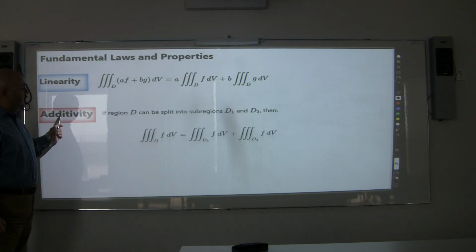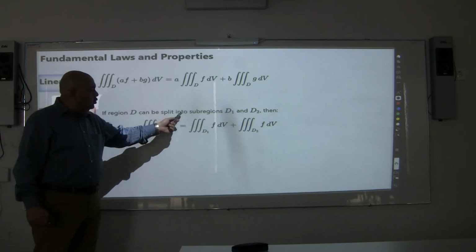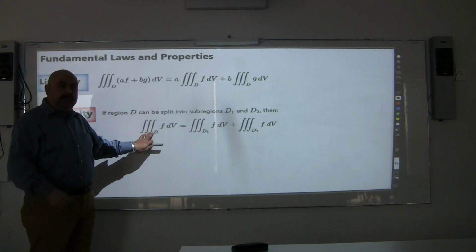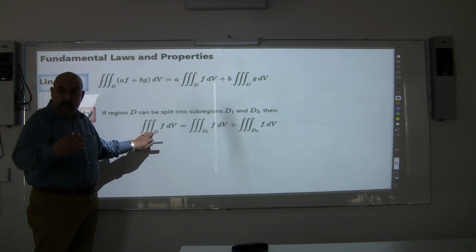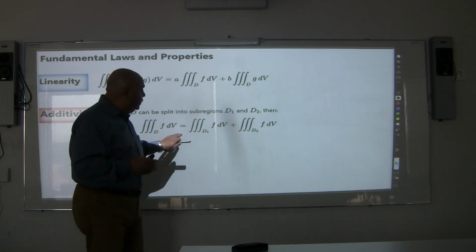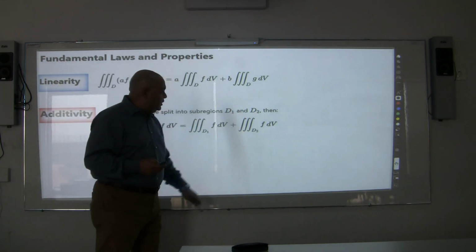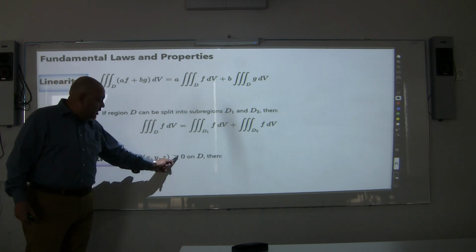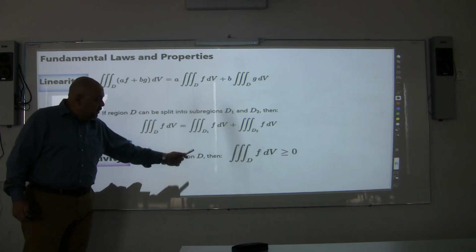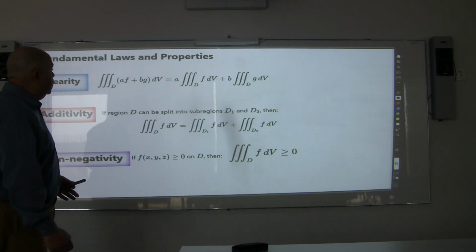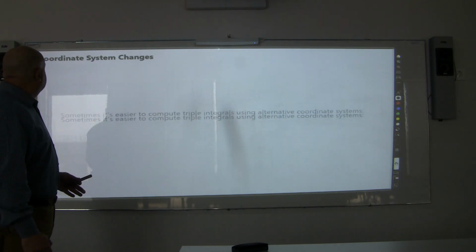The additivity: the region D can be split into sub-regions, D1 and D2. So instead of integrating the whole surface together, we can partition it into parts. This is the first part, that's the second one. Also, for non-negativity, if f of x, y, z is greater than or equal to 0, then after the integration you will also have a value which is greater than or equal to 0.